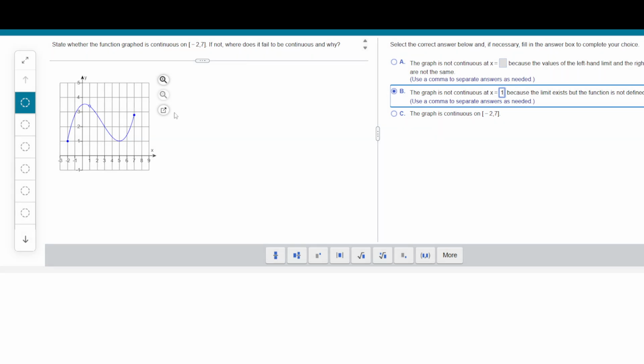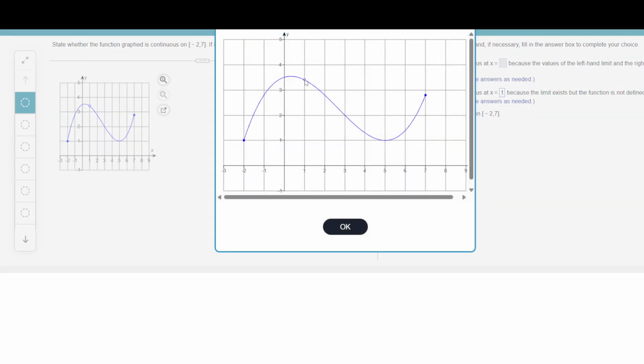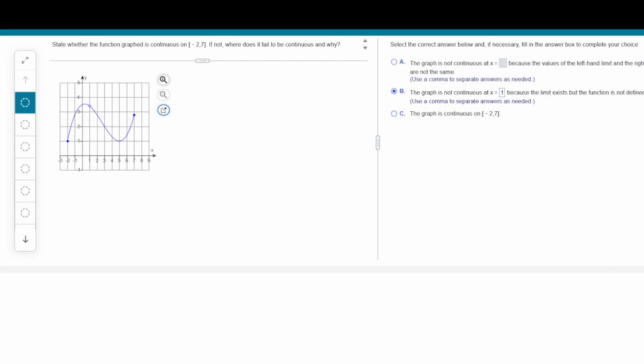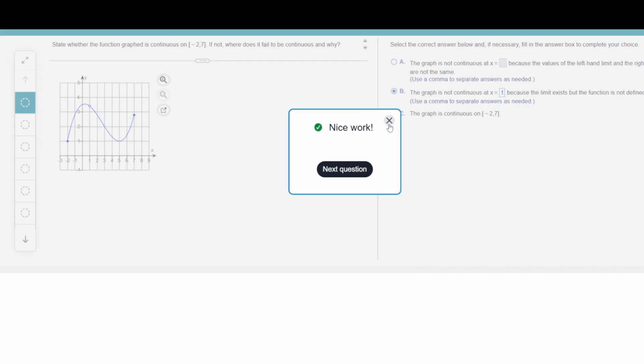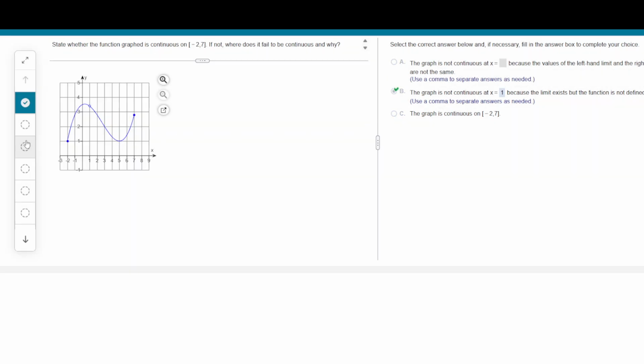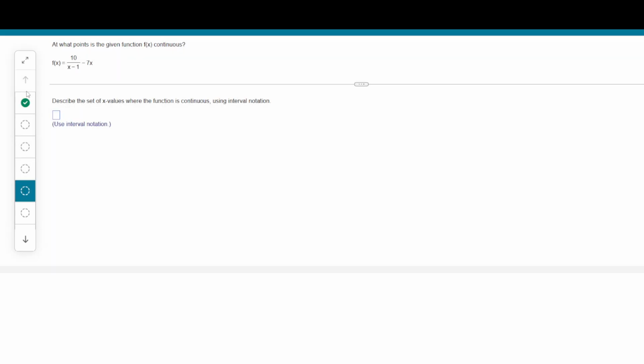at that point. So if you focus here, you can find the limit of this function. From the left side and right side, it's going towards the same value, but the function is undefined. So this is the answer. Let's go to the next problem.